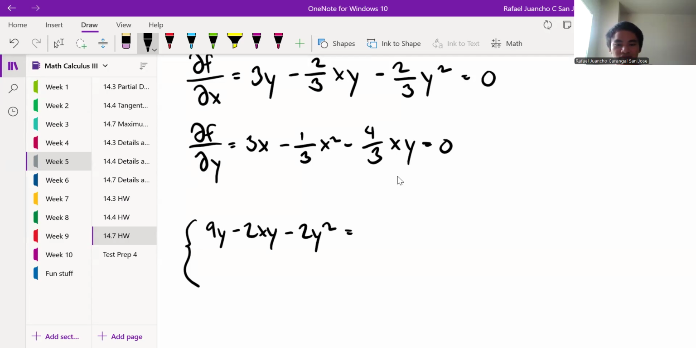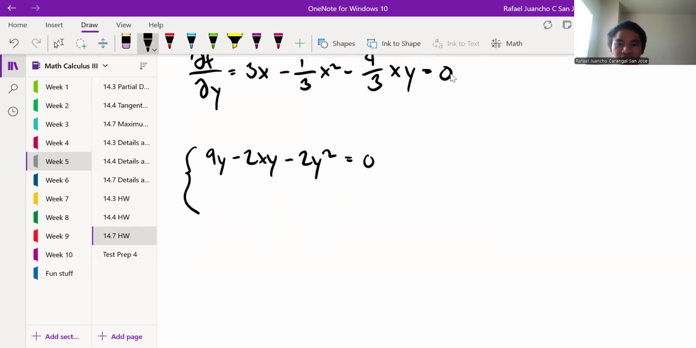Right? I could do that. That's equal to 0. What else can I do? I can factor out a y. Let me do that in the next one. Here I could multiply a 3. So here I get 9x minus x squared minus 4xy equals 0. Here I could factor out an x. Let me just quickly do all of that.